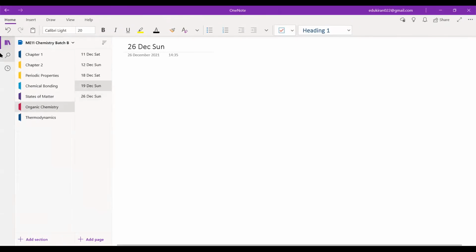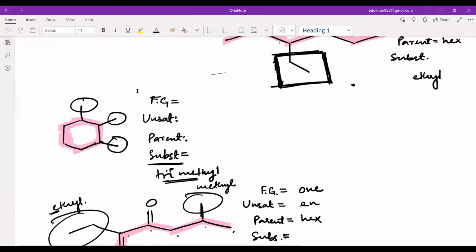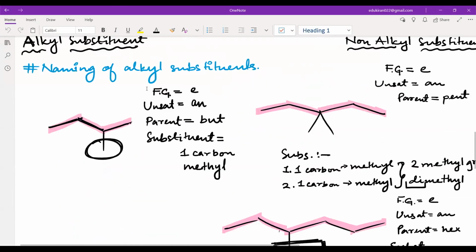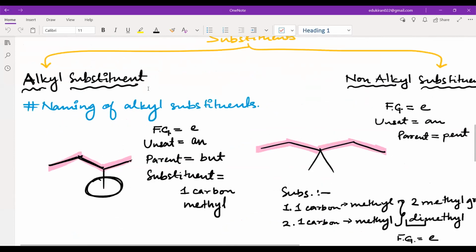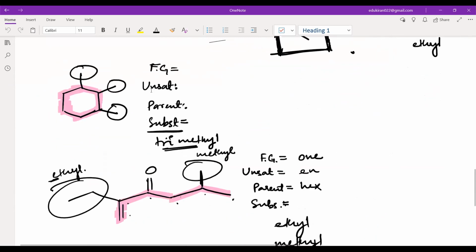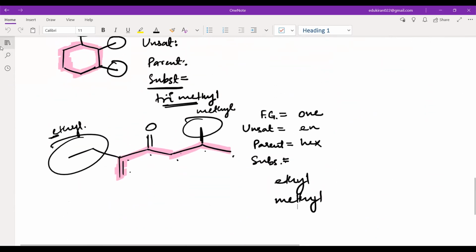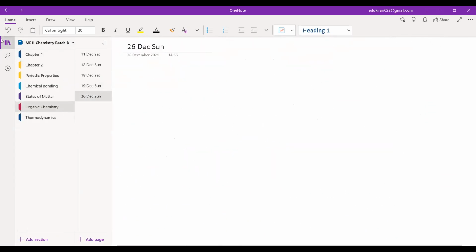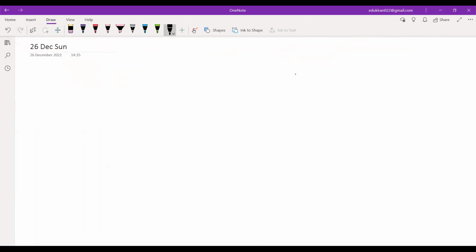So at last class, like it's 1 week now, even I forget what I taught you guys. Alkyl substituents naming now and non-alkyl substituents naming. Are you guys okay with that? Okay, fine. Let me give you a few questions, then only I can understand, right? So write the question.